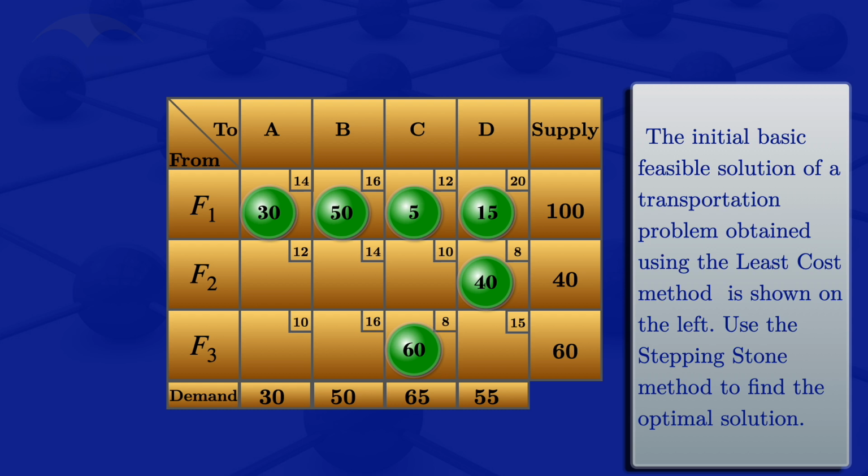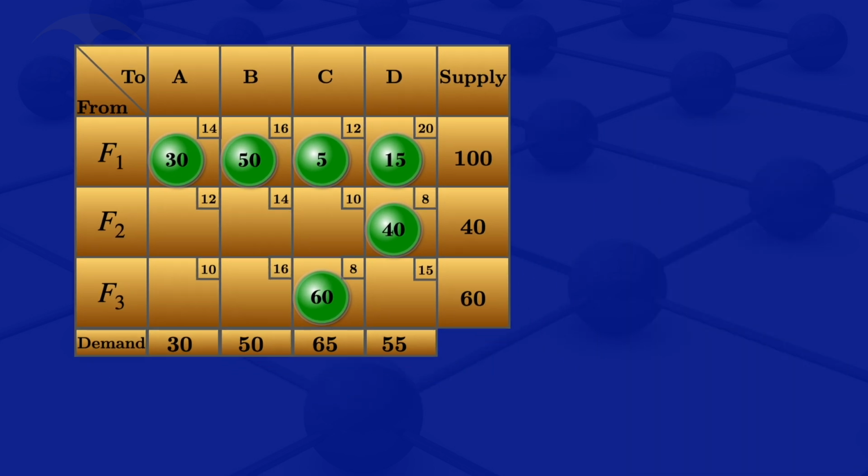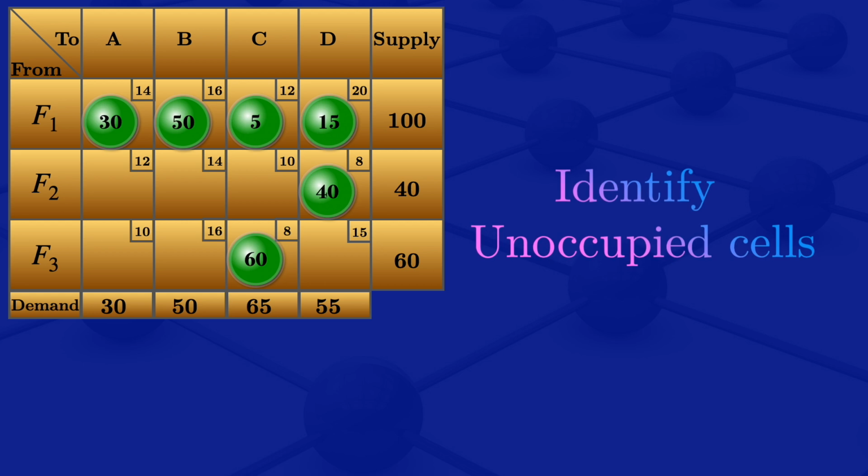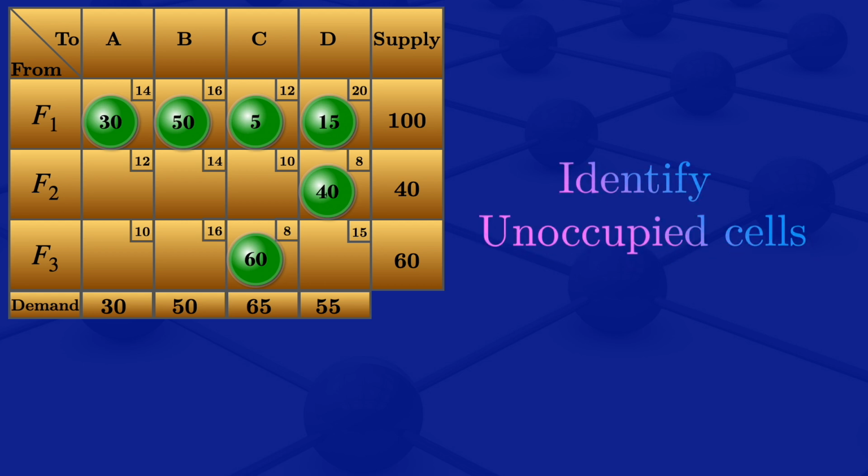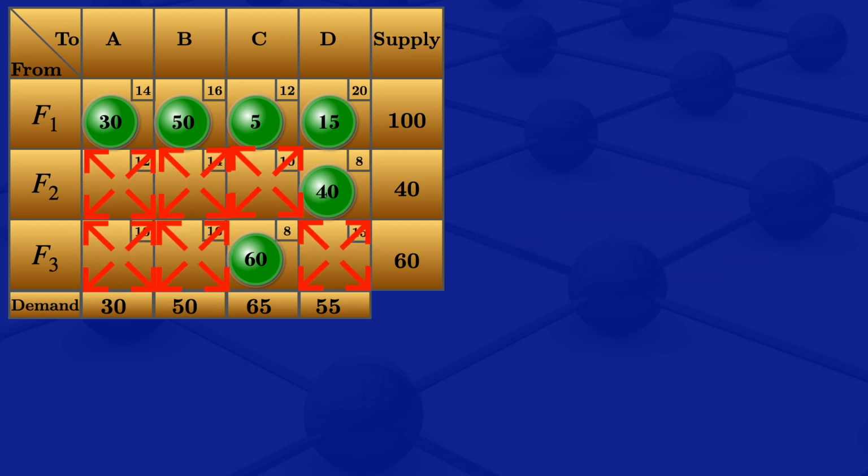The initial basic feasible solution of a transportation problem obtained using the least cost method is shown on the left. We are going to use the stepping stone method to find the optimal solution. Start by identifying all the unoccupied cells, which are these ones.